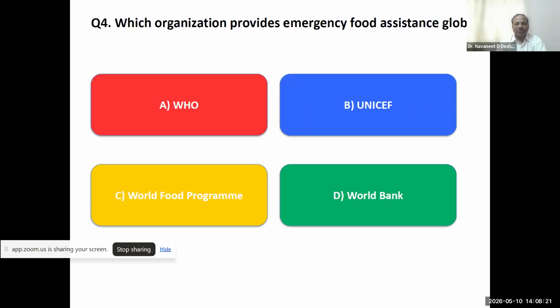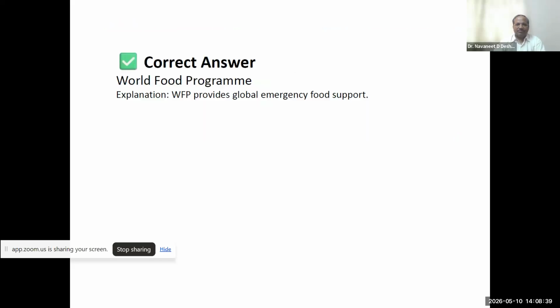Which organization provides emergency food assistance globally? A, WHO. B, UNICEF. C, World Food Program. And D, World Bank. Let's see the answer. The correct answer is World Food Program. The World Food Program provides global emergency food support.